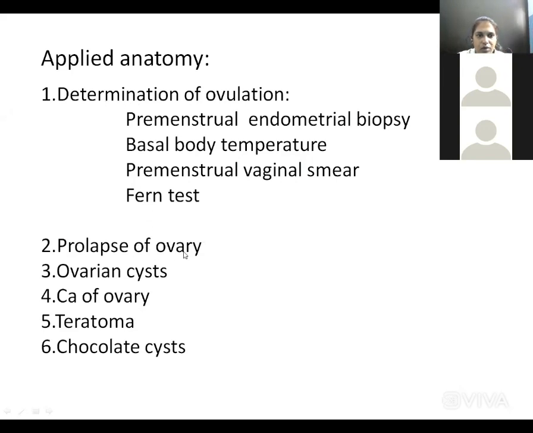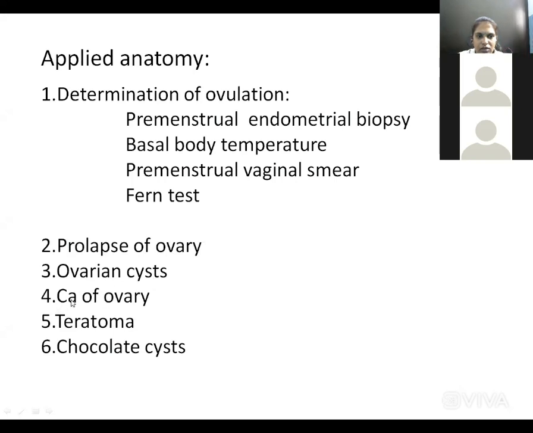Now second one, prolapse of ovary. That means ovaries are prolapsed, they are not in the ovarian fossa, and usually they prolapse in the pouch of Douglas. This is the fold of peritoneum between rectum and uterus. In that fold, these ovaries are prolapsed. Ovarian cyst. That means the different follicles are there. They pass through the different developmental stages. Any arrest in this development leads to the formation of ovarian cyst.